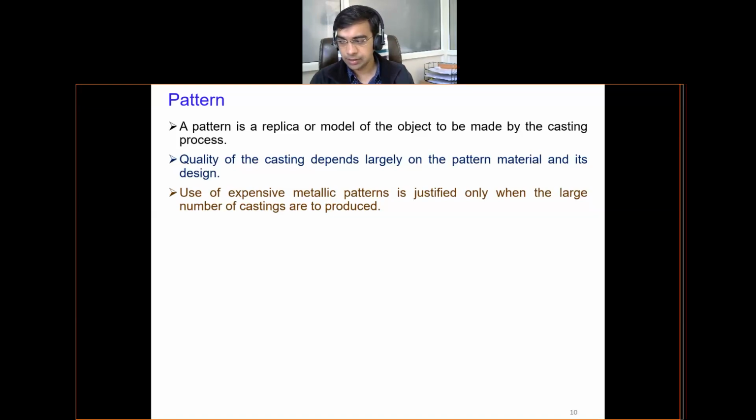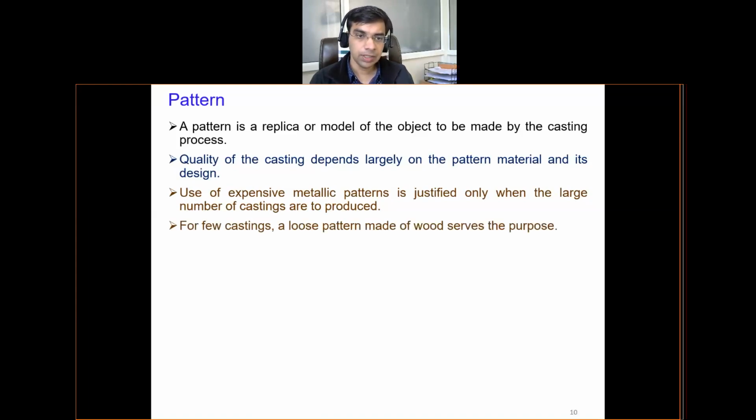The point here is that an expensive pattern is suitable if and only if the number of cast products is very high. In case we don't want to produce a very large number of products, we will use a pattern made of wood, because wood is easily available and very easy to shape.